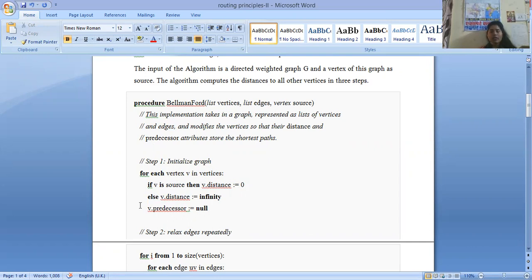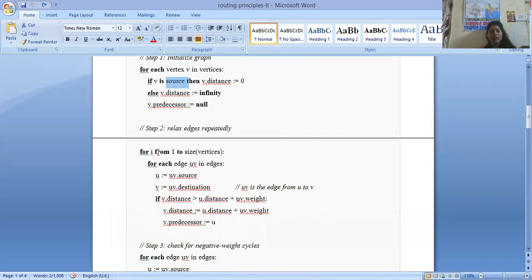So V.predecessor equals null, because V is a vertex of the source. Okay, the source starts at the initial state. The source vertex distance is 0, while the others are infinity, and there is no predecessor of the source, so that is null. In step second, what will happen? Here we relax repeatedly.